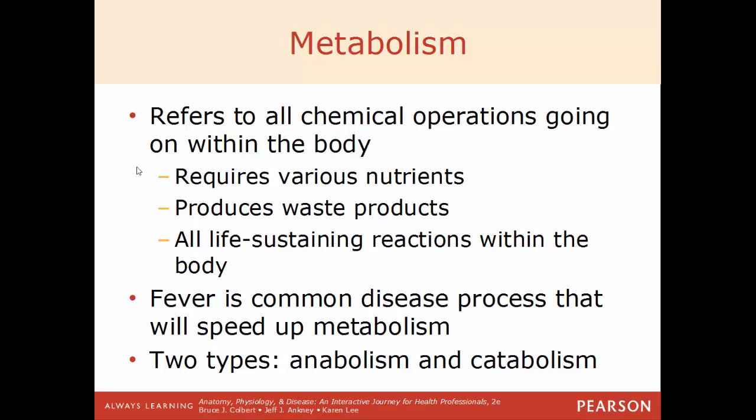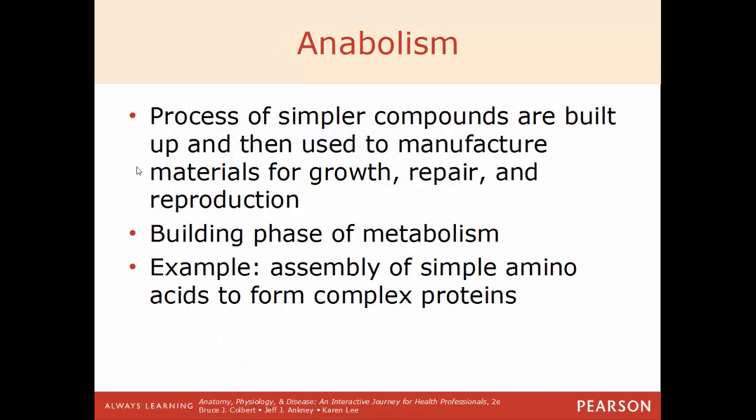Now, there are two types of metabolism, anabolism and catabolism. The reason they're different is that with one you're making things bigger, and with the other you're making things smaller. So we'll talk about anabolism first. This is where you're taking smaller, simpler components or reactants and building them up into something more complex, for tissue repair, tissue growth, and reproduction. So you're taking two small things and making one larger, more complex product. A common example is taking simple amino acids and joining them together to make a complex protein.